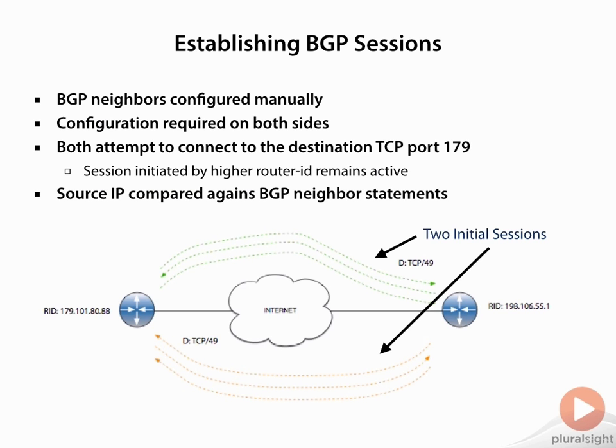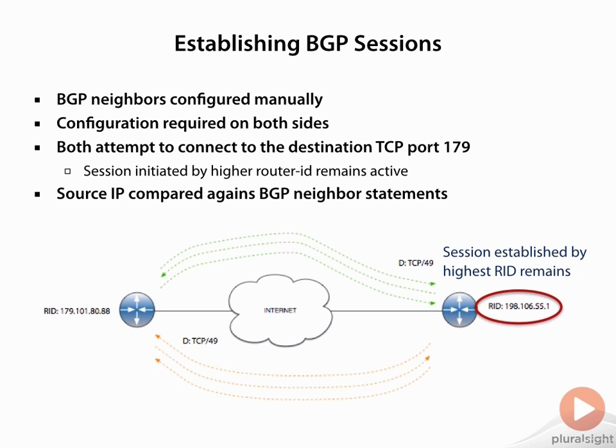And so the source IP address gets compared against the neighbor statement to make sure we have a neighbor there. And if that's the case, then we're going to keep the session that has the highest router ID. So like I said, that's the router ID, and whichever one is higher, that's the session that's going to remain.